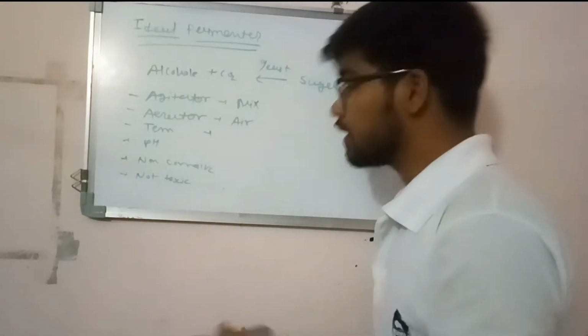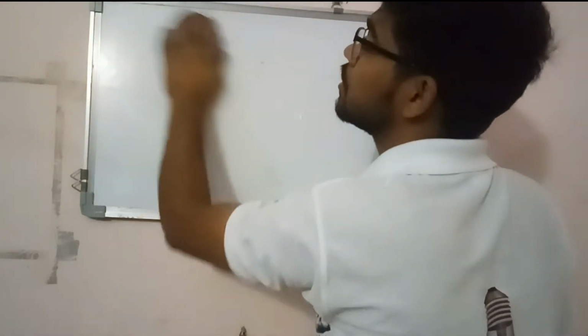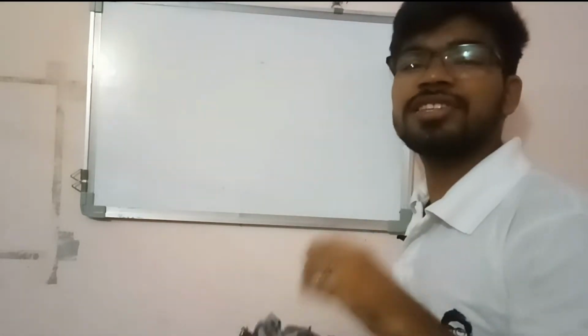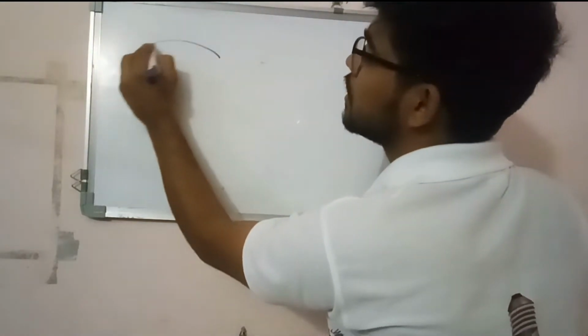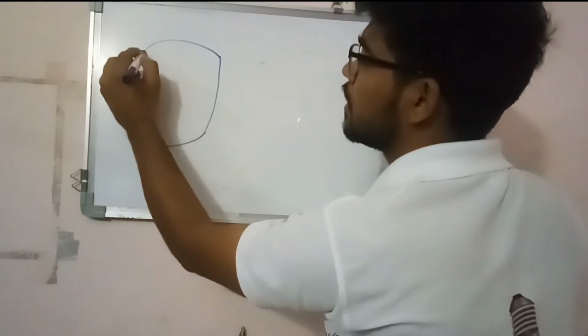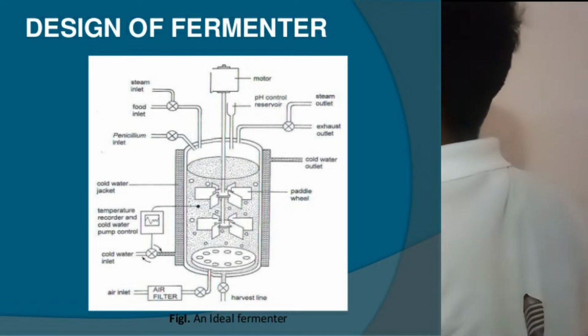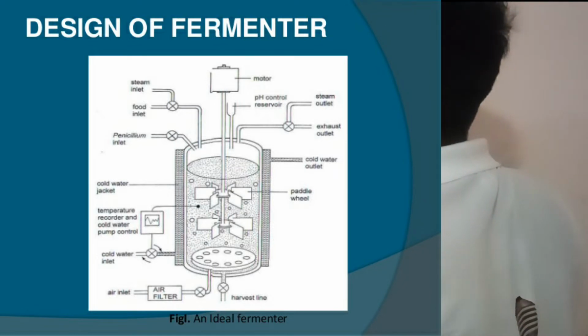Now if we see the figure, you can see the image, but I will also draw it roughly to explain each and every part of an ideal fermenter. This is the main thing for any industry, that it should have an ideal fermenter.